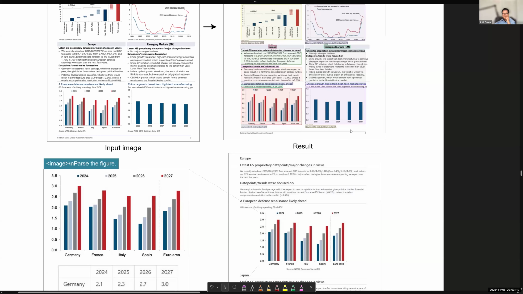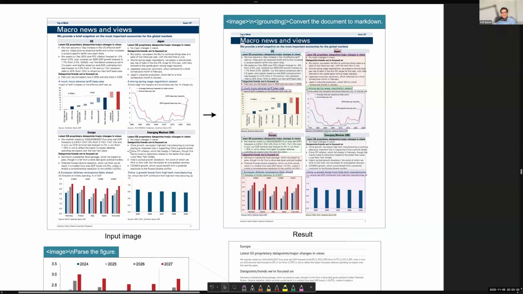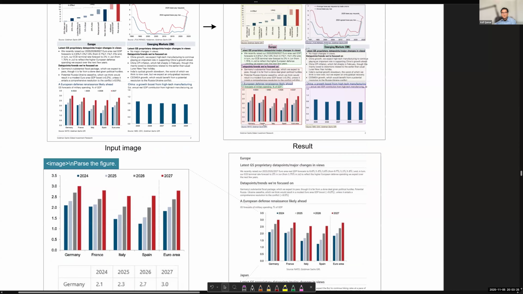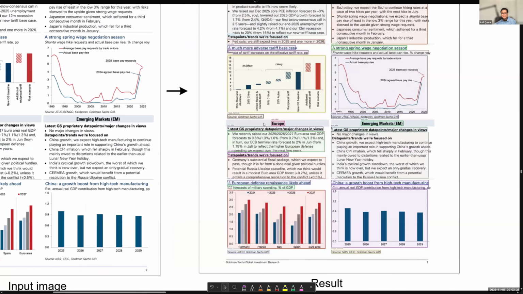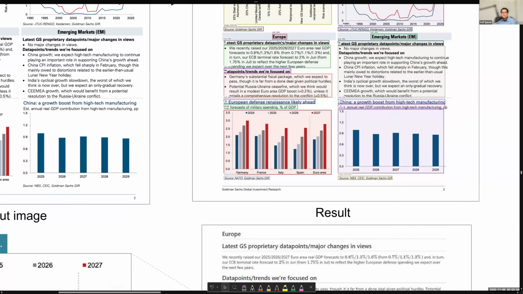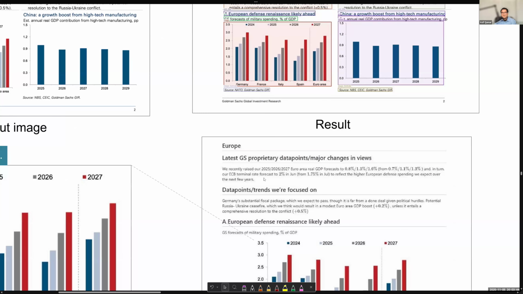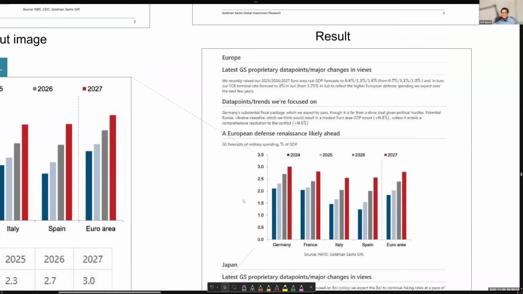Compare it with, if you just look at this particular region, let's zoom in. Actually, in this paper, the problem is the zoom in is a little bit not... Okay, so here we go. Let's zoom in only to the Europe part. Even more zoom in. I can't zoom in anymore. So look at the Europe part. Latest GS proprietary data, major changes in view, right? We recently raised blah, blah, blah, etc., data point, blah, blah, blah, etc. And look at this. It has pretty much gotten all of it, isn't it? The formatting has changed. So I suppose that's what they mean, that they lose a little bit on the OCR. Formatting has slightly changed, but the content has come out well.